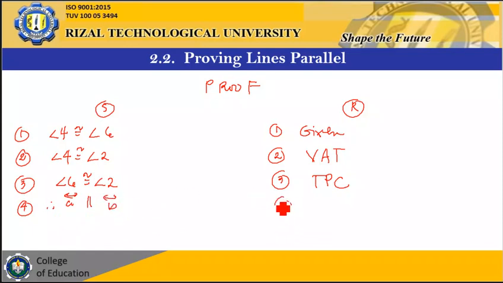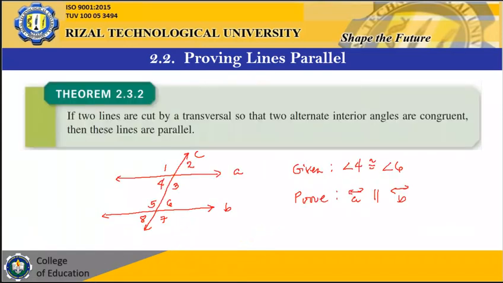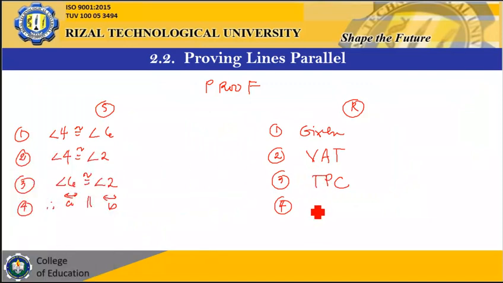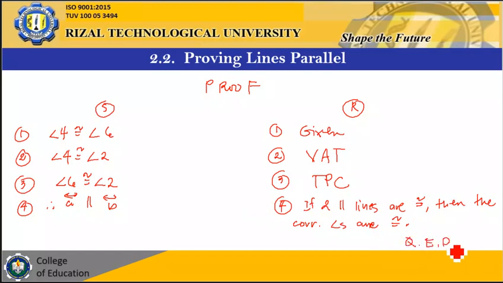because we know that, from the figure, angle 6 and angle 2 are corresponding angles. So we can write this as: if two parallel lines are cut by a transversal, then the corresponding angles are congruent. That ends our proof for this theorem.